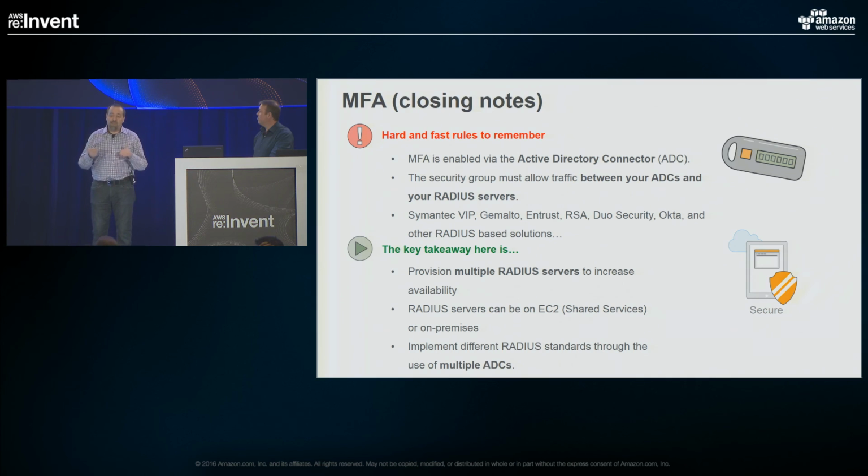And then you can implement different Radius standards through the use of multiple ADCs. So if you have a training environment and you don't want to require MFA because there's no proprietary or confidential or concerning information there, you can leave MFA off by creating another ADC for those users. By the same token, let's say you're currently using Gemalto hard tokens and you want to pilot the use of something like Duo Security in your environment. Create another ADC and change the configuration of your Radius server there, and give your admins access to those workspaces to do their tests.